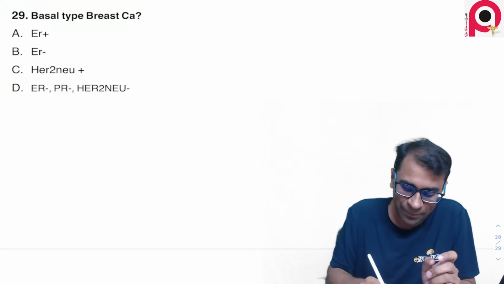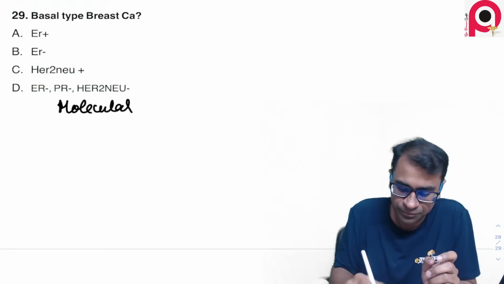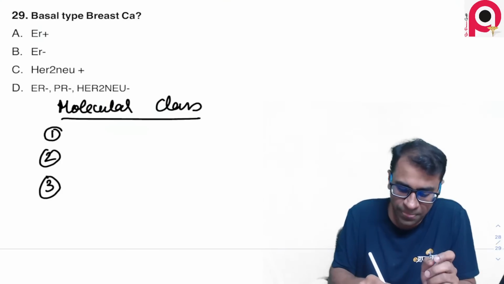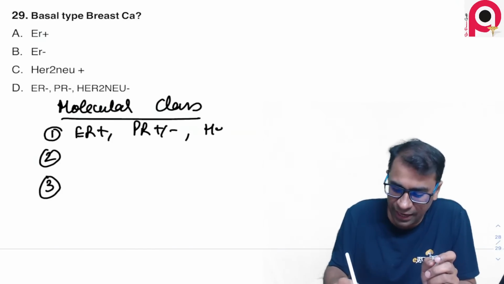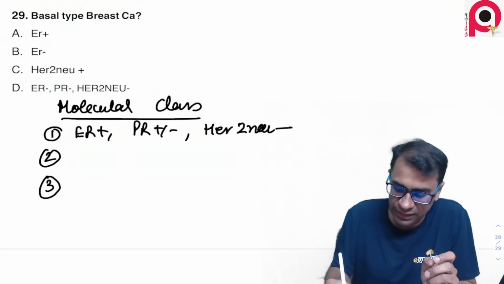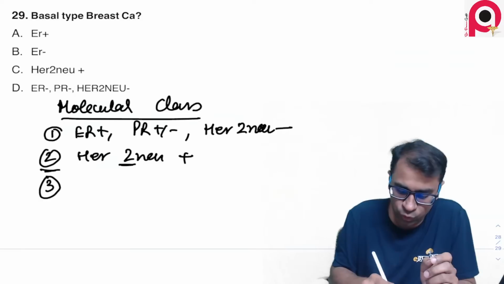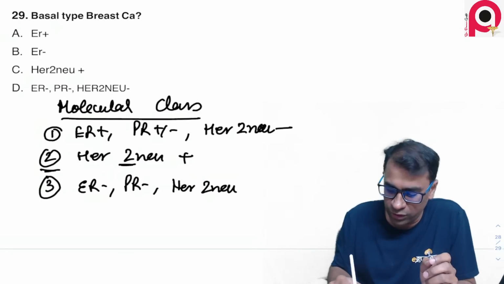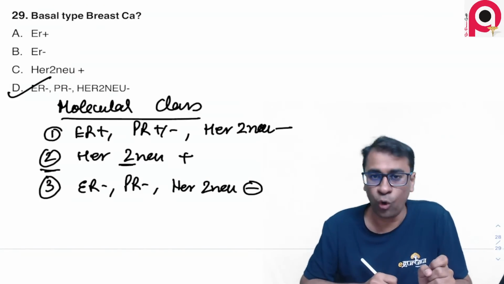So, we'll talk about the molecular classification. There are three types: 1, 2 and 3. One is ER positive, PR plus minus, and HER2 neu negative. The second one is HER2 neu positive. And the third one is ER negative, PR negative, and HER2 neu also negative. Okay, triple negative. So the answer is all of these three negative.